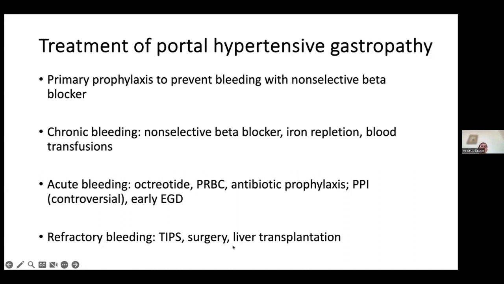And then they also have a very high risk of getting hepatic encephalopathy. So you have to be really aggressive in treating them with lactulose and rifaximin, and making sure they have 2 to 3 soft bowel movements a day. That's how we titrate lactulose.